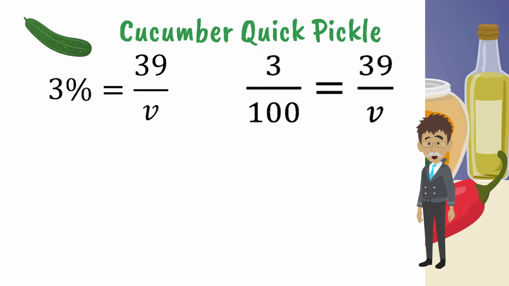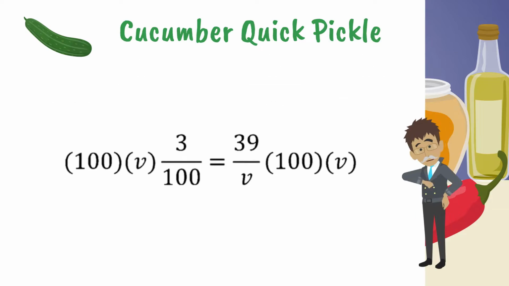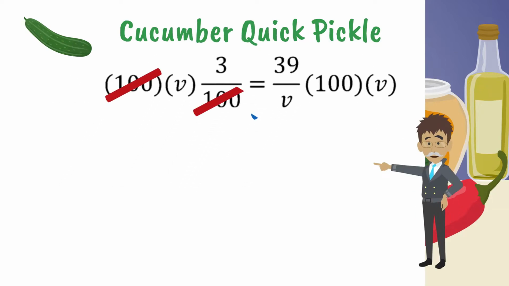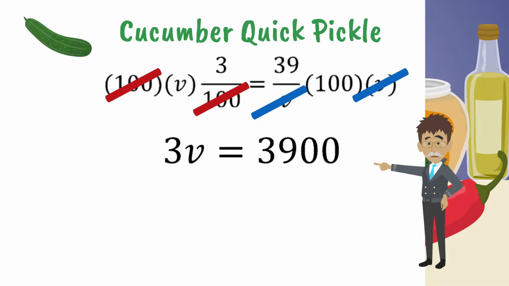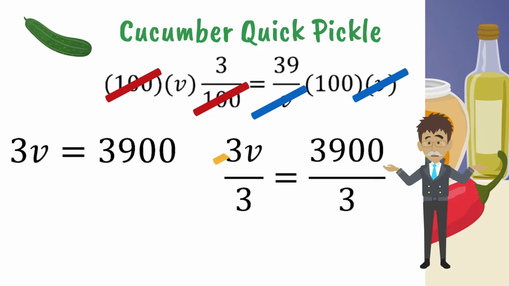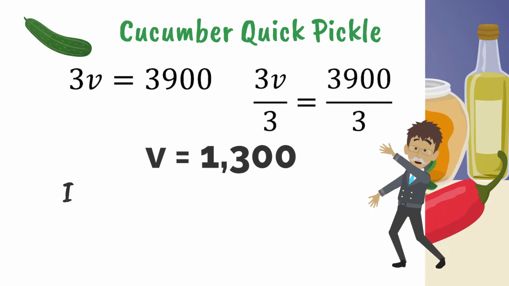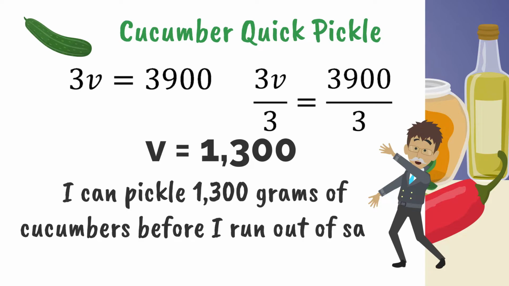Solving this problem as a proportion, we can multiply both sides of the equation by both denominators. Simplifying both sides gives us 3V equals 3,900. Isolating the variable V leaves us with the answer V equals 1,300. I can pickle 1,300 grams of cucumbers before I run out of the 39 grams of salt.